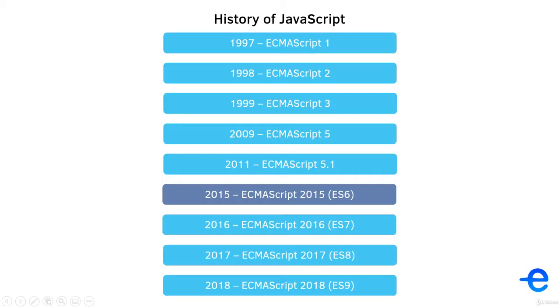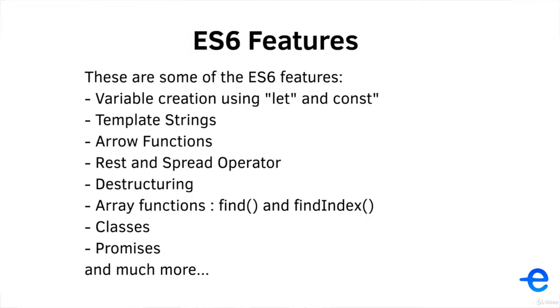JavaScript has had many versions over the years and ES6 is one of the JavaScript versions. As you can see, ES6 was released in 2015 and ES6 refers to version 6 of the ECMAScript programming language. If you're wondering what ECMAScript is, ECMAScript is the standardized name for JavaScript.